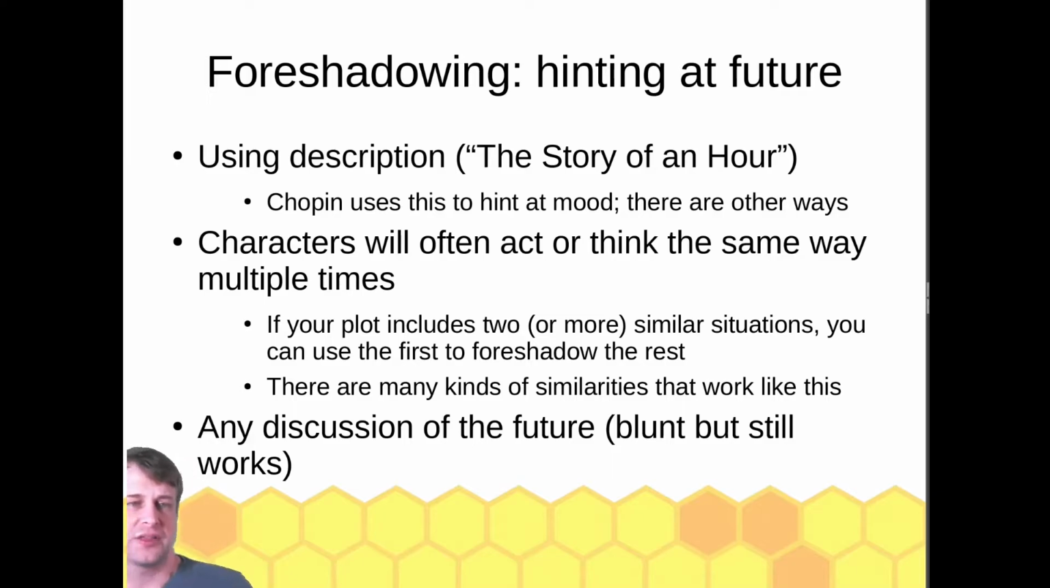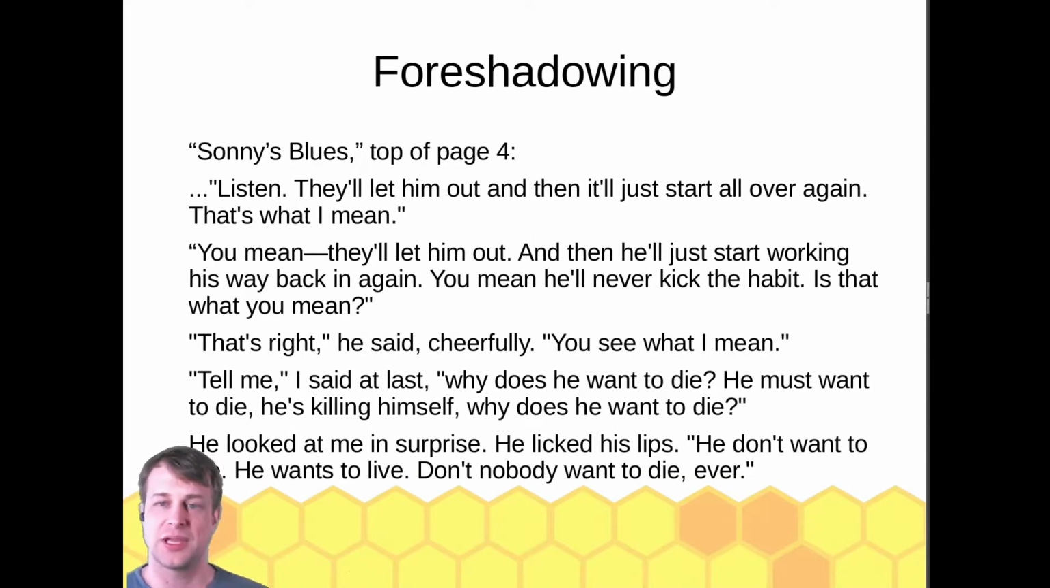The final way that I want to talk about is any actual discussion of the future, which is a very blunt way to foreshadow. You have characters saying, this is what I think is going to happen next, and then it happens, or something like it happens. It's blunt, like I said, but it still works. And let's start out with an example of that final type.